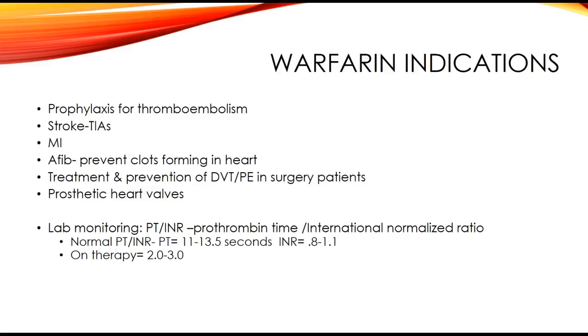So the monitoring is a PT-INR, prothrombin time international normalized ratio test. A normal PT would be about 11 to 13.5 seconds, and the INR is 0.8 to 1.1. So on therapy, they bring the two together, and they want the ranges of therapy to be about 2.0 to 3.0. Of course, there's more specifics for each individual, but as a general sense, they want those lab values to end at 2.0 to 3.0. So on therapy, that's what you will expect to see, with some variation between that.